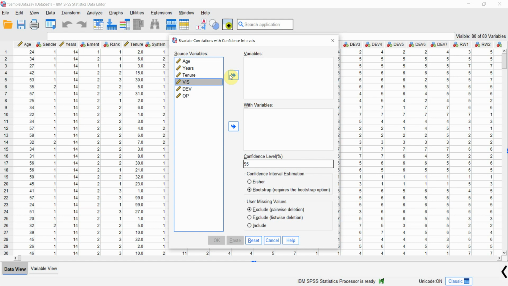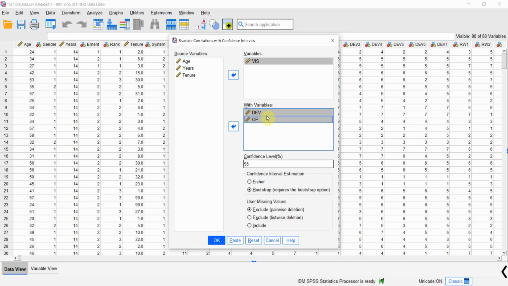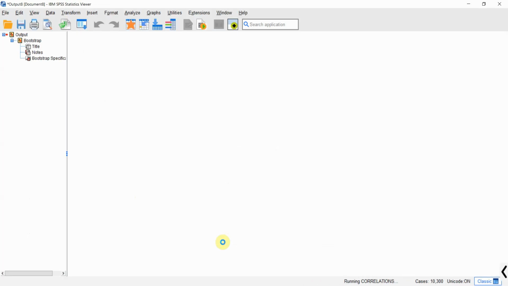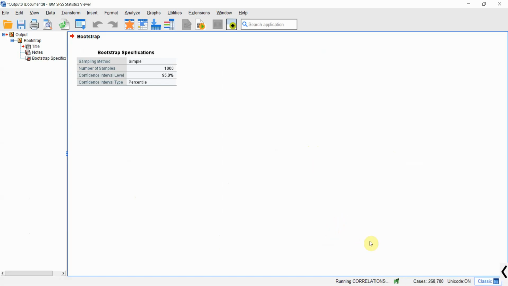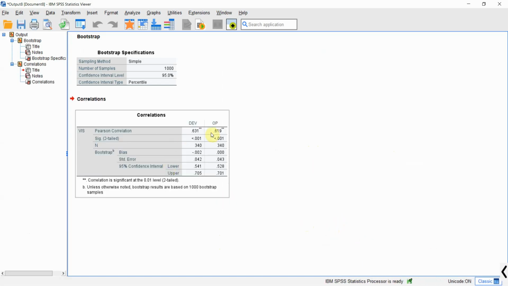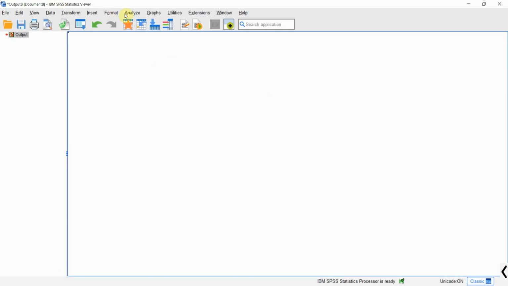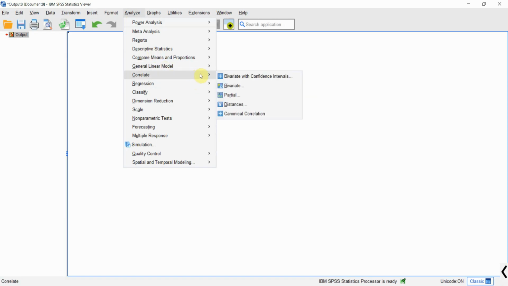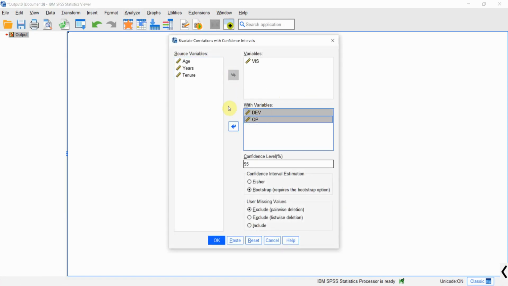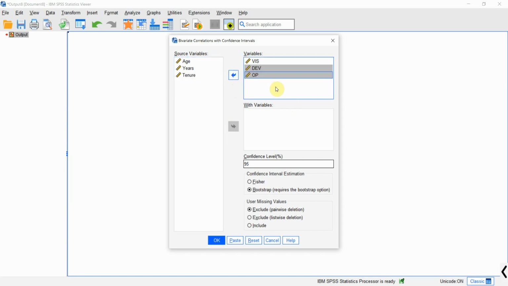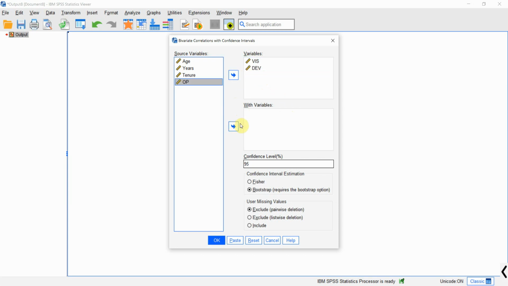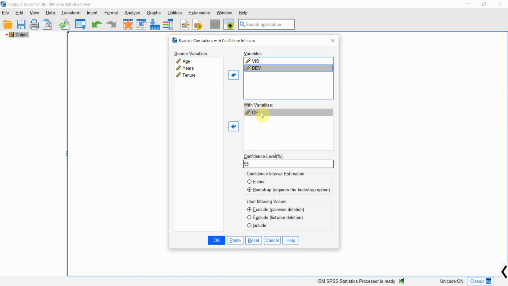Now you can do the correlation of vision with development and OP, but then there will be some missing output as you won't have the correlation between development and organizational performance. For example, if you press OK here, now it is running bootstrapping. Now there is no correlation between development and OP in the results. So let's go back, go to Analyze, Correlate, Bivariate, and I'm just going to put these back up here.